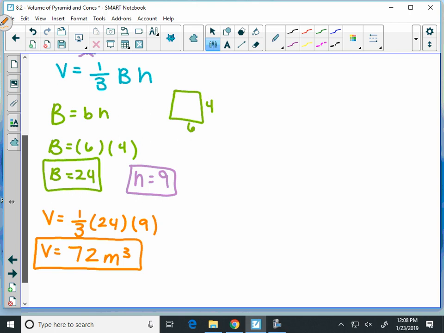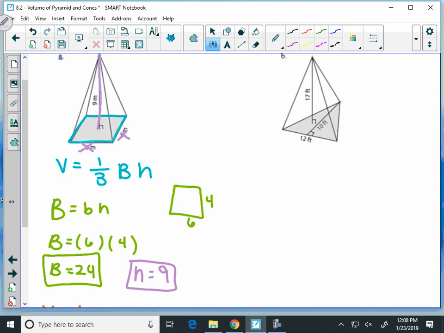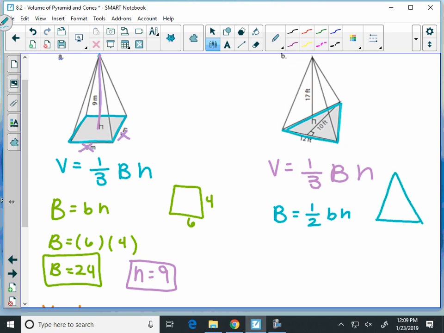Questions over this? Okay. So again here, we have a pyramid. So I'm going to write down the formula for volume of a pyramid. Okay. Find your big B first. What is the shape of our base? A triangle. The base of our pyramid is a triangle. So what's the formula for finding the area of a triangle? Half base times height. And if it helps, draw that triangle off to the side.